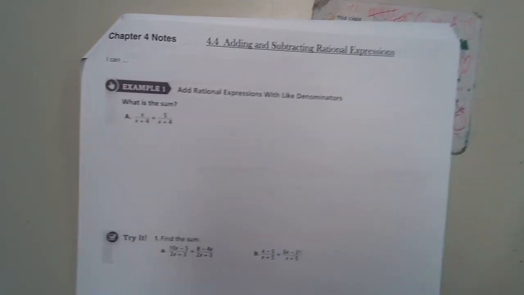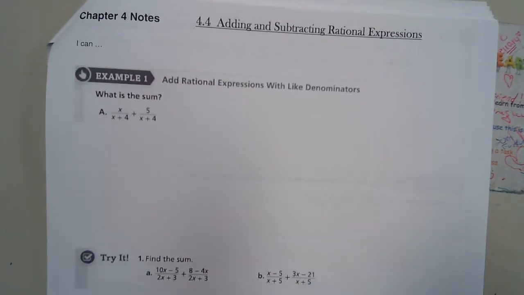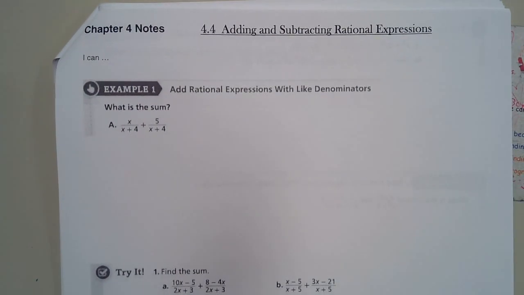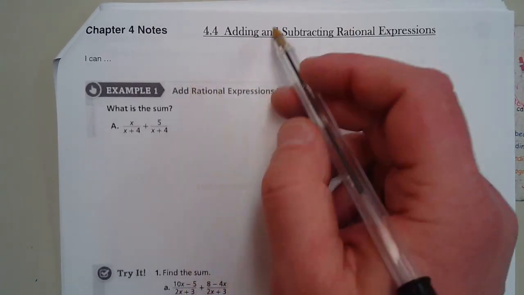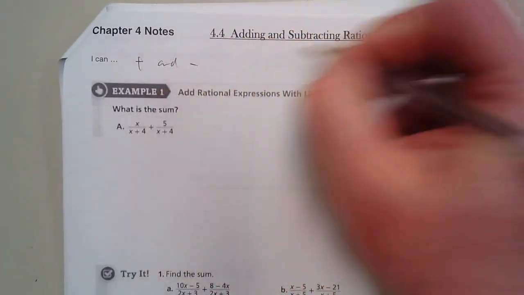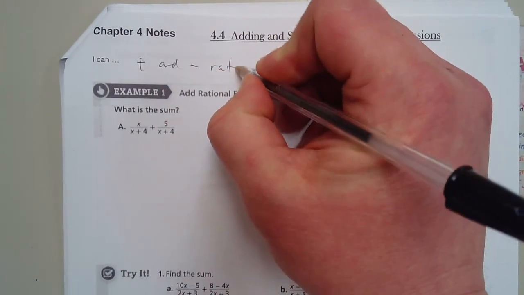All right, so we're gonna get rolling here on the 4-4 notes. Now, what's kind of weird here is we just finished up multiplying and dividing rational expressions, and now we move to adding and subtracting, which in most cases you're like, well, wouldn't adding and subtracting be easier? In this case, that is actually definitely not the case. So our goal here is going to be to add and subtract rational expressions.